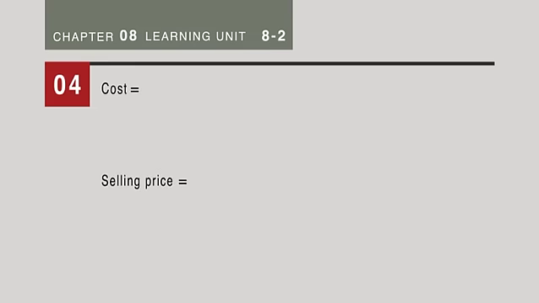So for his cost, you've got $4 divided by $6, which is 66.7%. For selling price, you've got that same $4, but you're dividing it by the $10 for the selling price this time instead, and that is 40%.